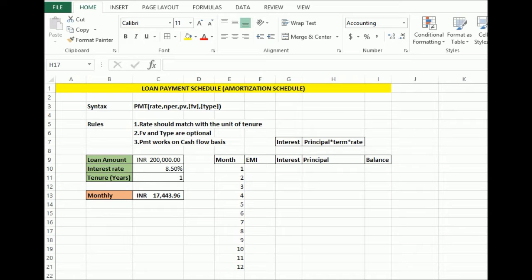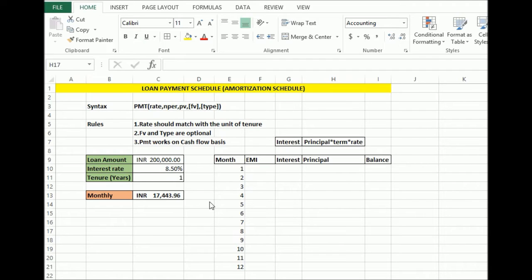With the PMT function, we have created a loan payment calculator. Now we'll create a loan payment schedule. Here is the syntax for the PMT function, and the rules for the PMT function.